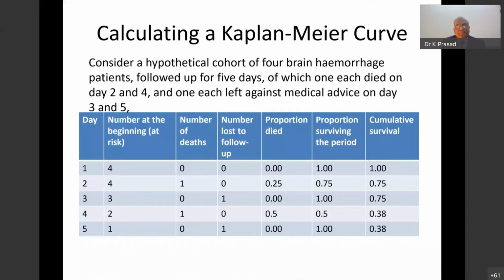Now day 4, as you can see, out of 4 people, 1 has died, 1 left against medical advice. We are left with only 2 people. Out of 2 people, 1 died, so proportion dying is 50%. Nobody was lost to follow up. 50% died, so surviving this period is 1 upon 2, which is 50%. Now the cumulative survival will be the cumulative survival on day 3, which is 0.75, multiplied by 0.5.